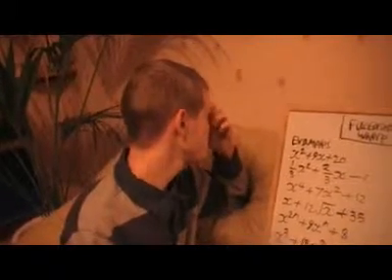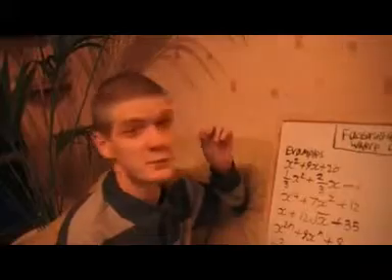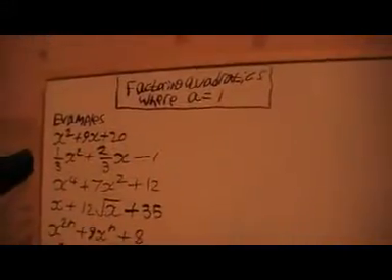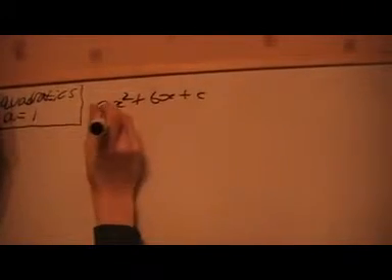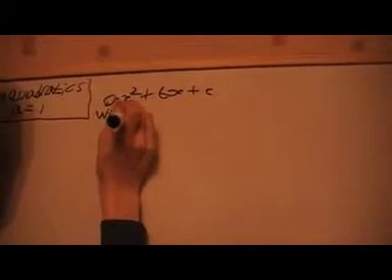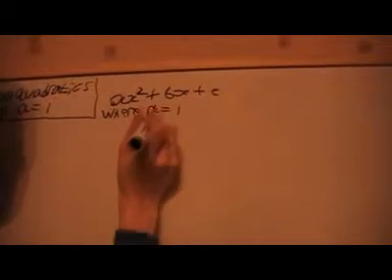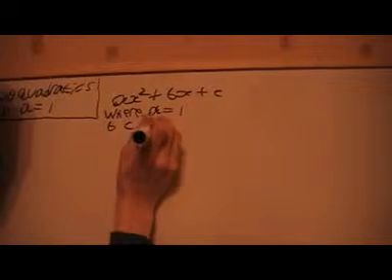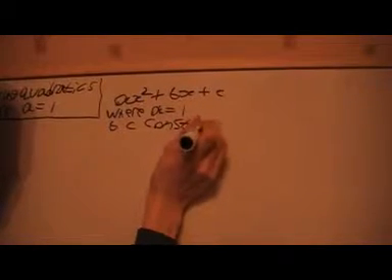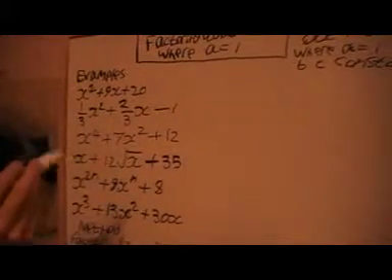Right, in this video we're going to continue looking at factoring, and we're going to look at how to factor quadratics where this constant here equals 1, because we know that in general a quadratic is an expression ax squared plus bx plus c. And in this one we want to look at where a is 1 and b and c are constants. So let's look at some examples on how to do it.